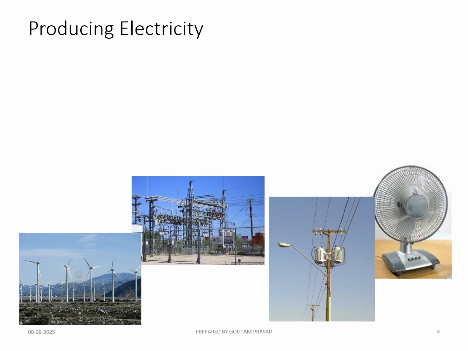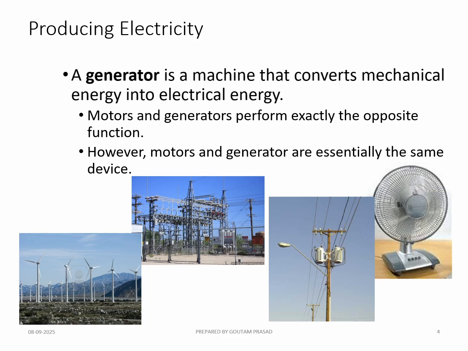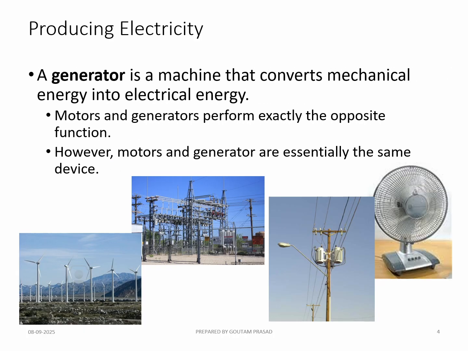So friends, let's try to understand how electricity is produced. A generator is a machine that converts mechanical energy into electrical energy and helps us in generating electricity. Motors and generators perform exactly the opposite functions. A motor produces mechanical power for us to do certain things, and the generators do the opposite. That means it converts mechanical power into electrical power, and that is transmitted to the places where it will be consumed. However, motors and generators are essentially the same type of device, and we will look into that.